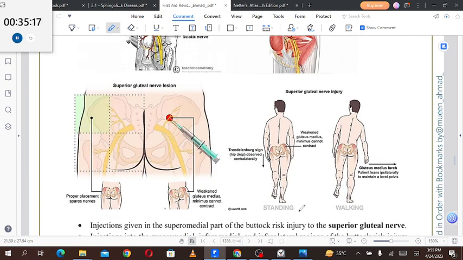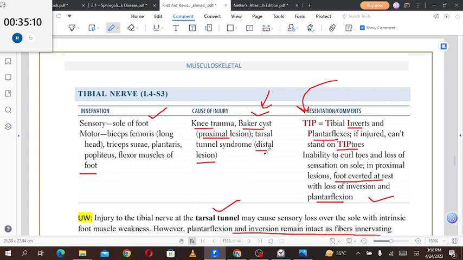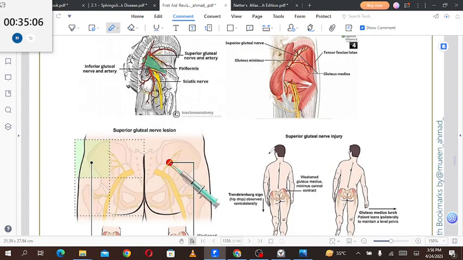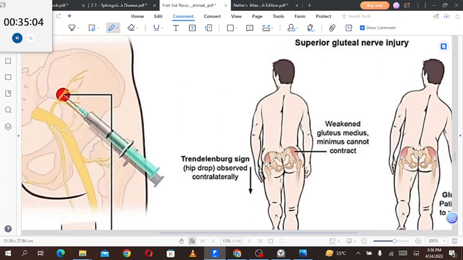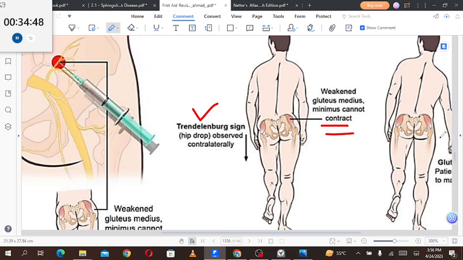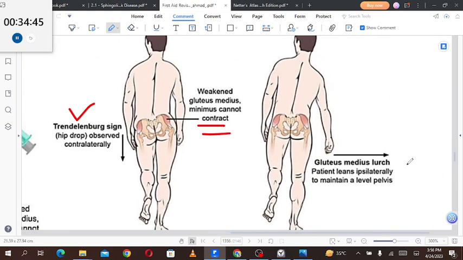Here is a good picture. Here you can see that when the person is standing, this side of hip is dropping down. This is the Trendelenburg sign: hip drop observed contralaterally. The hip will be dropped on the opposite side. Weakened gluteus medius cannot contract. So when the gluteus medius is not contracting, this side of the pelvis will move upward and this will come down, and the gluteus medius lurch.